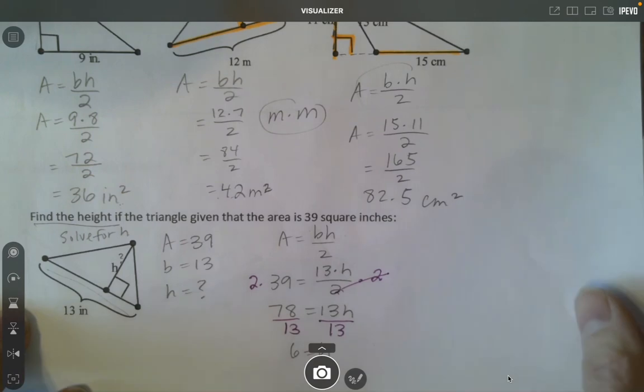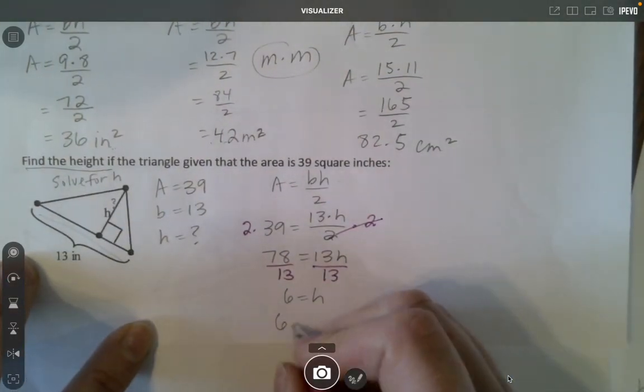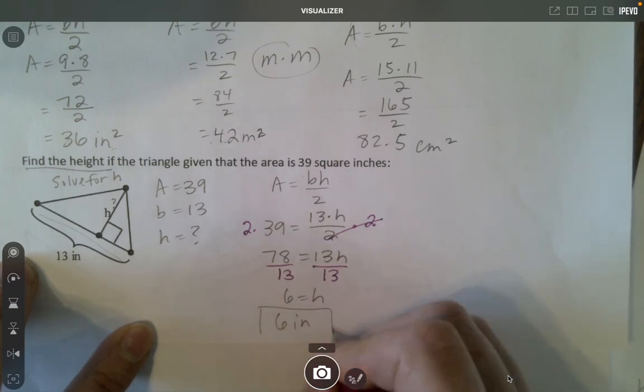And then we do want to go back and figure out our units. So we had inches here, so it'll be 6 inches for our height.